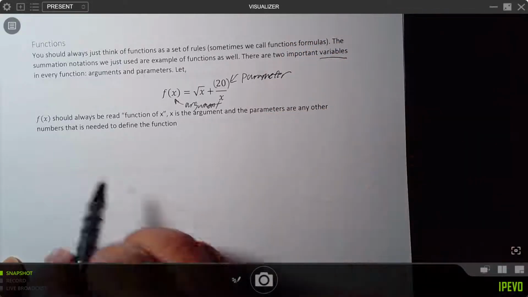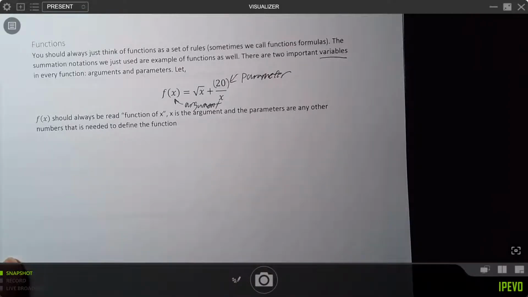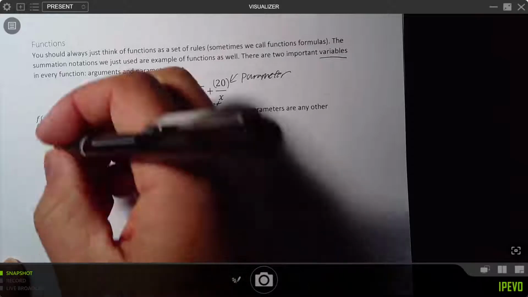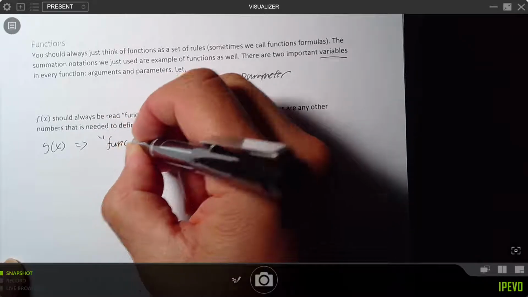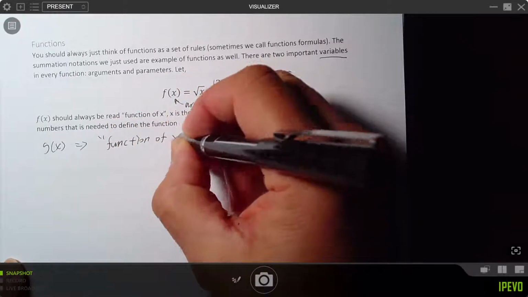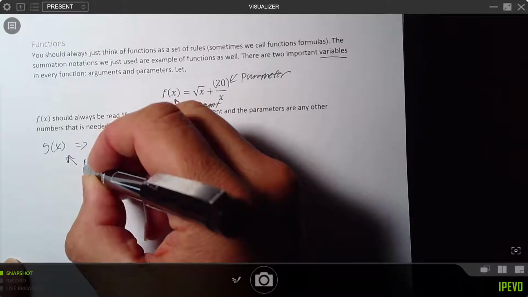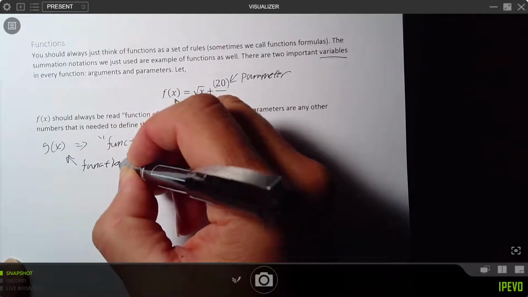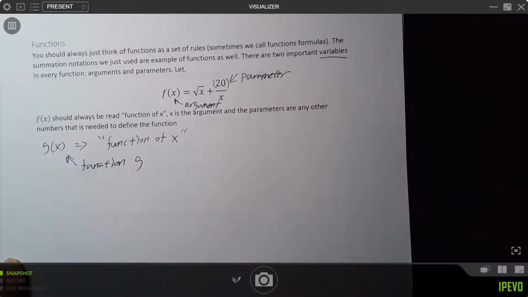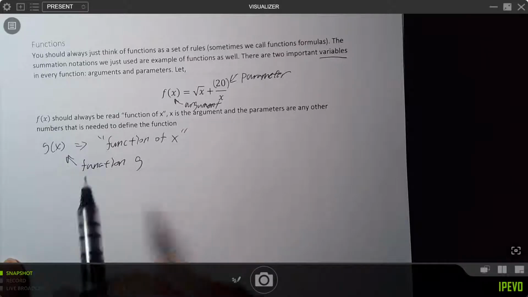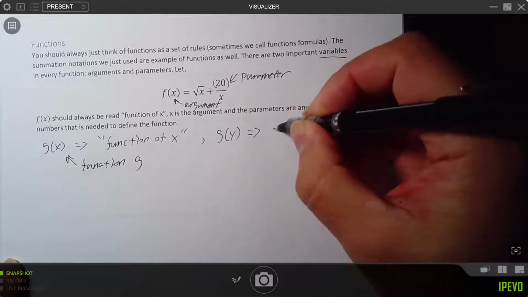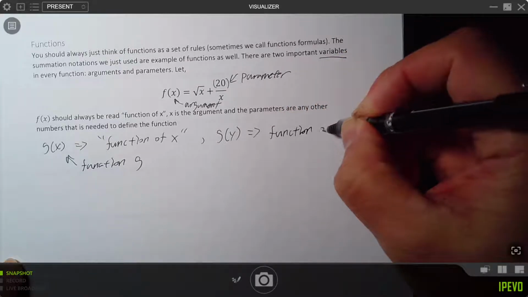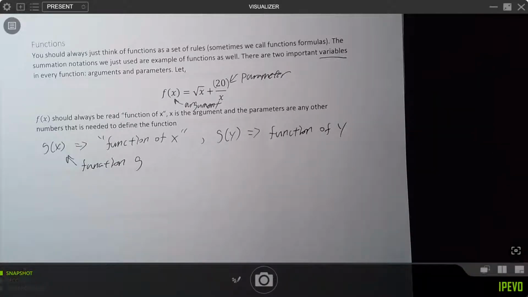The way we read this, f of x is read as function of x. That's not because of the letter f, because I can have g of x, and this will also be read as a function of x. The letter just gives the name of the function, so this is function g. But we read it as a function of x. For example, if I have g of y, this will be a function of y, meaning y is the argument. So y is the variable that we will put in.